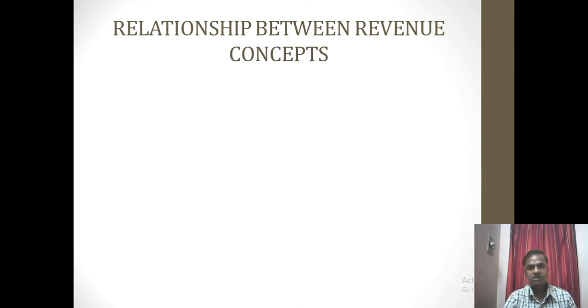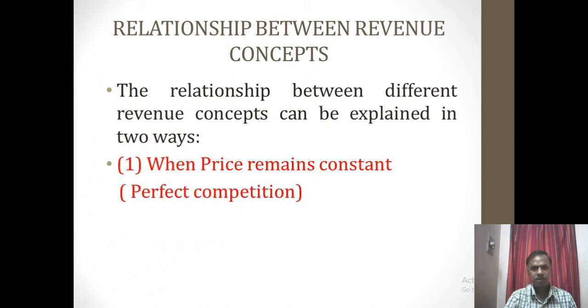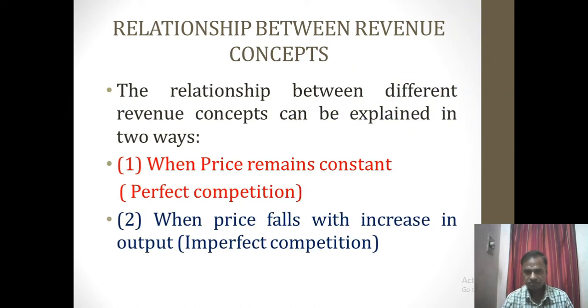Then we will discuss the relationship between the revenue concepts. You can find the relationship between the concepts in two ways. One is when the price of the commodity remains constant, there is no change in price. Second is when the price falls. When the price is constant, what is the relationship between, say for example, AR and MR, and TR and MR? Or when the price falls, what will be the relationship between AR and MR, and TR and MR? When the price remains constant, that is perfect competition. When the price falls, that is imperfect competition. This we will be discussing in market structure. So now just remember, when price is constant, what would be the relationship between the various revenue concepts, and when price falls, what would be the relationship between the revenue concepts.